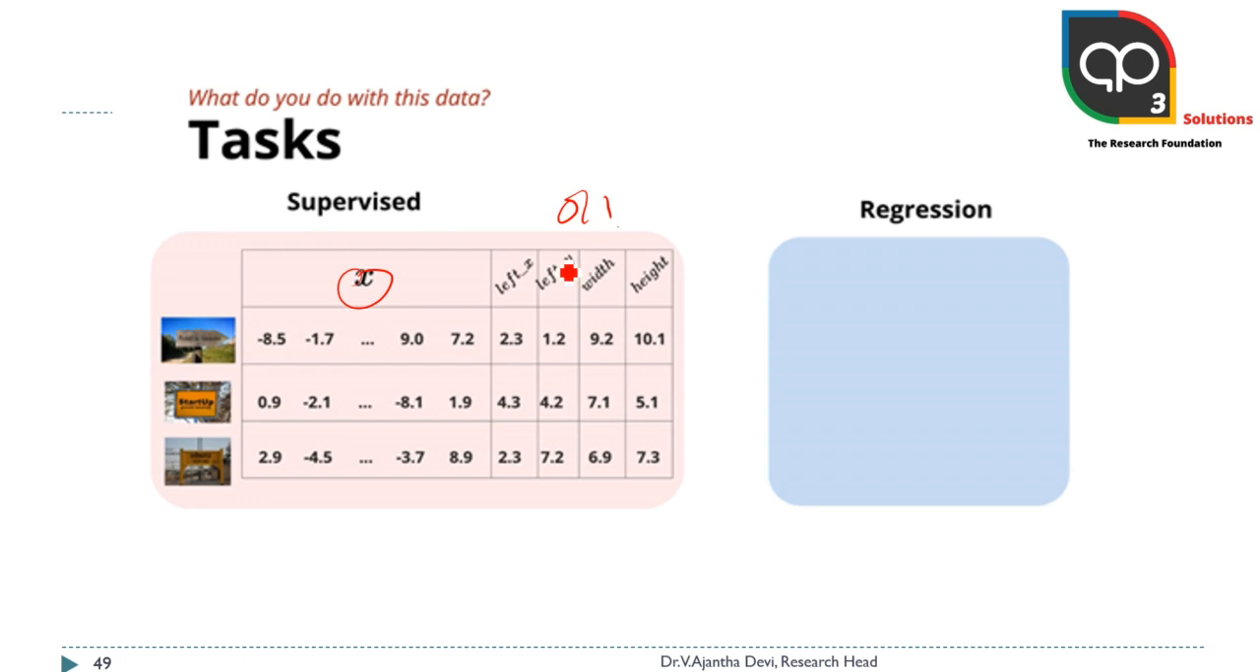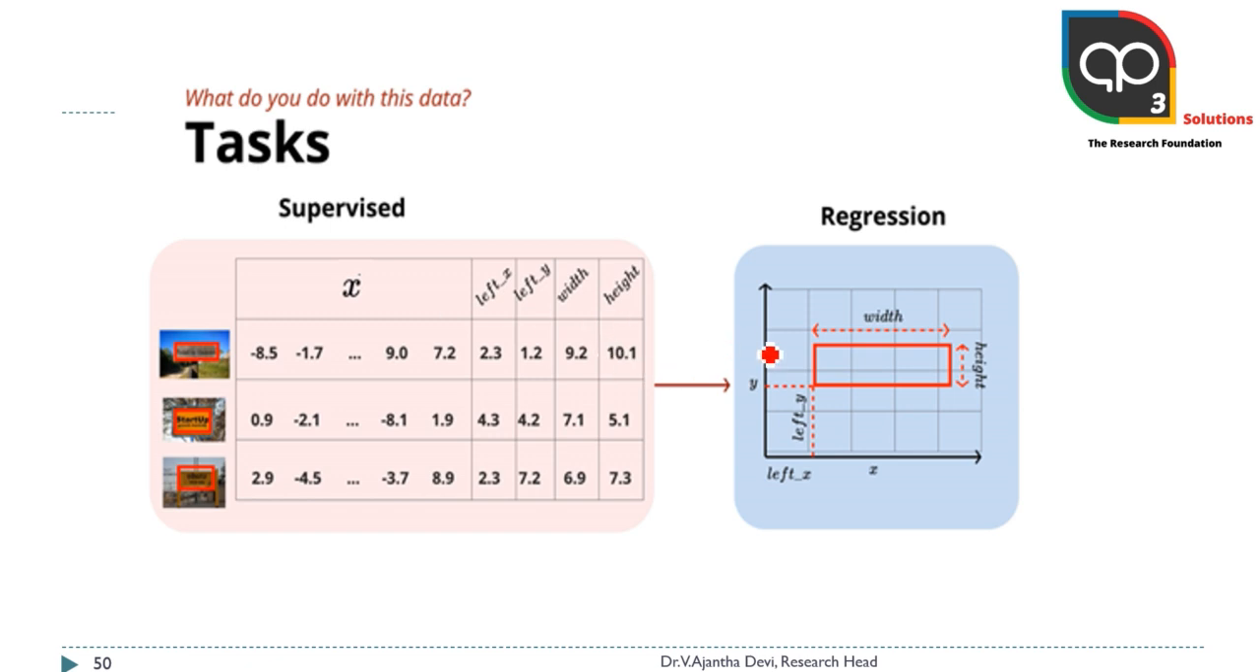Rather, dear friends, kindly see here what we have: left X, left Y, width and height. We are finding real values which tell me the coordinates of a box in which the text lies. Let me explain this. This is my image here, and I just want to know exactly where the text part is present.